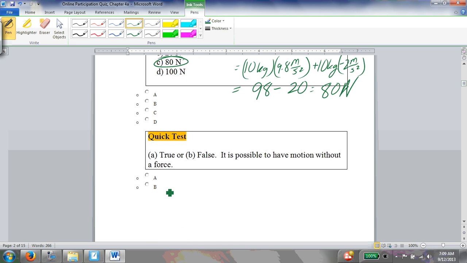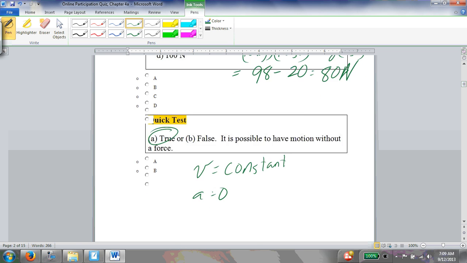True or false, it is possible to have motion without a force. Of course, this is like the first one. If my velocity is constant, that means that my acceleration is 0. If I have 0 acceleration, I have 0 force, so that is a true statement.